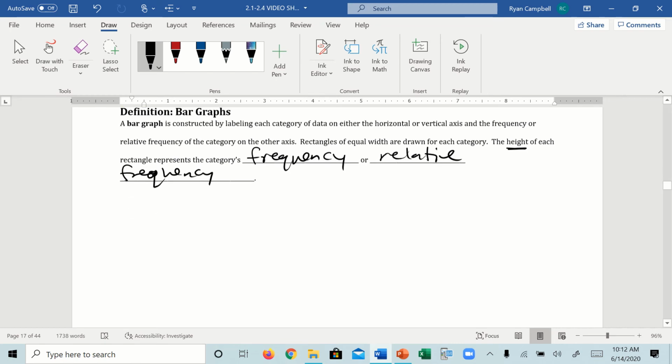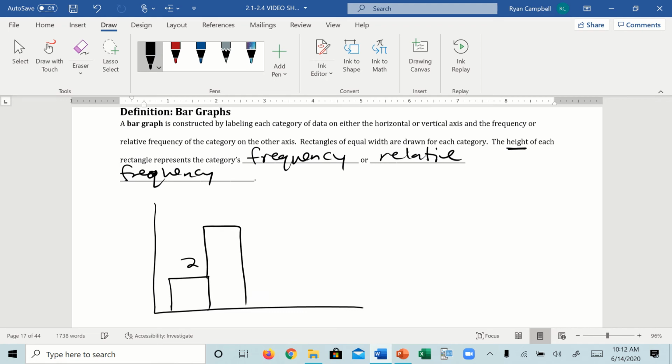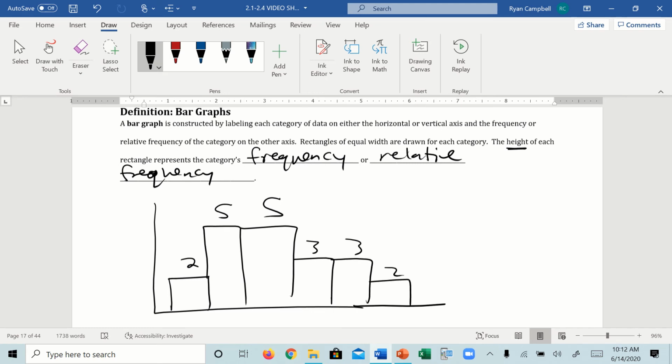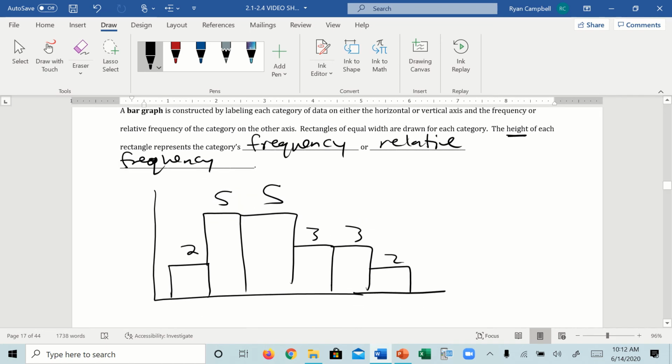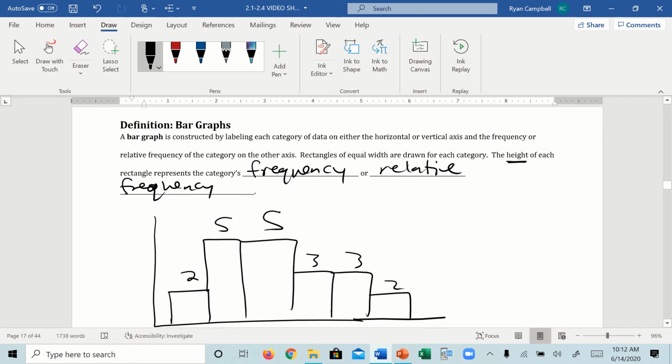So that's kind of what we were doing earlier, if you noticed. When we had 2, 5, 5, 3, 3, and 2, remember the one that we had just graphed earlier? That's essentially what we were doing. We're making a bar graph with it. We just didn't actually write down the bars. The heights were their frequencies.